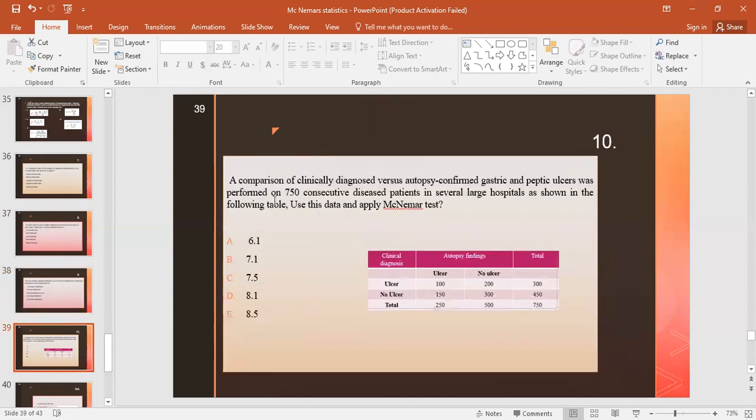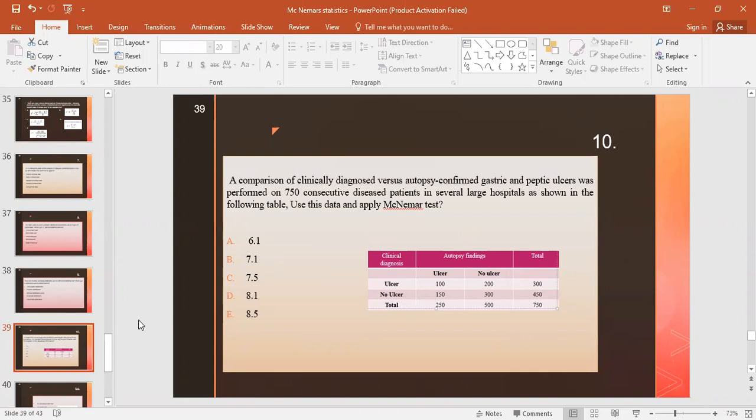There is a little bit of calculation in this scenario. A comparison of clinically diagnosed versus autopsy confirmed gastric and peptic ulcer was performed on 750 consecutive disease patients in several large hospitals as shown in the following table. Use this data and apply a McNemar test. Which is the right option? 6.1, 7.1, 7.5, 8.1, or 8.5.